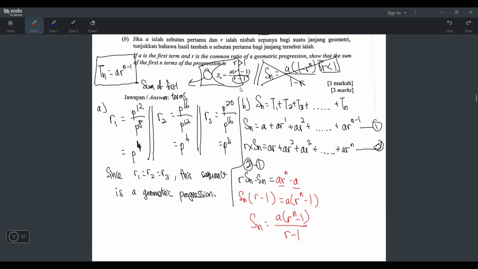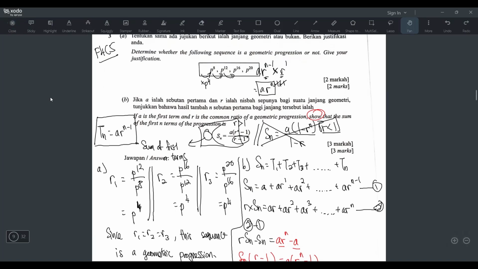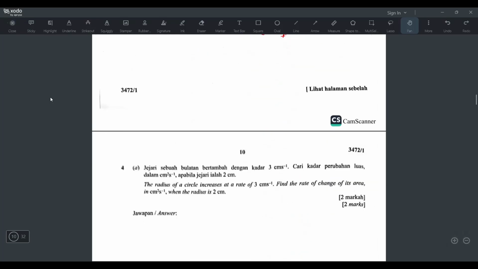Okay, they asked us to derive this formula, right? So show that the sum here, so I'll just write show here. If the question says prove, then I'll write proven. If they say derive, then I will just write derived. If they say show, I will just write show. Okay, that's all. Hope you understand. Let's continue.